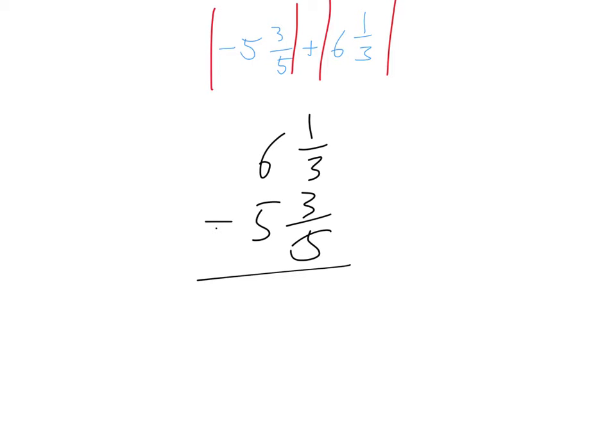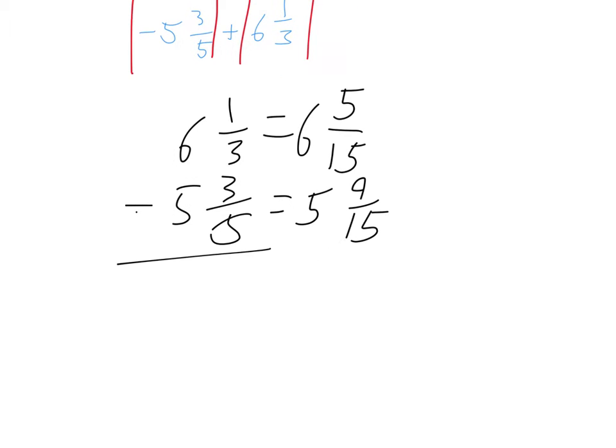Now I'm going to give the fractions a common denominator. When I do, I have 6 and 5/15 and 5 and 9/15, because my common denominator is 15, and I multiply the top fraction by 5/5 and the bottom fraction by 3/3. Now I need to subtract.